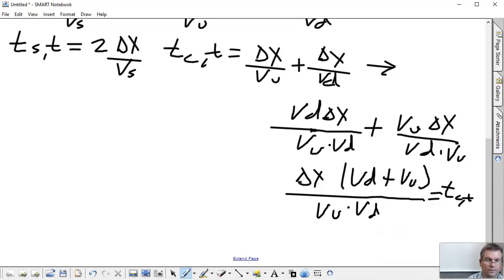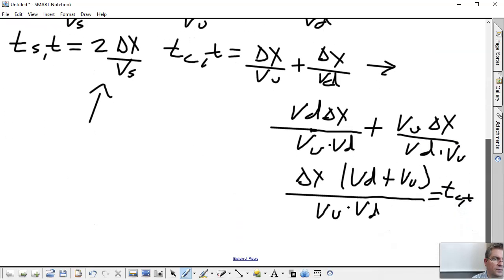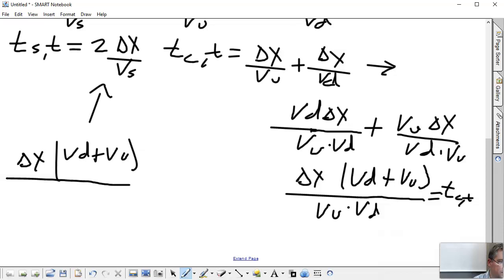For the other one, it's pretty simple. We already have that determined. That was this right here: 2 times delta x over v sub s. Now we need to plug that into the equation that they provided us: T current minus T still over T still. So let's put all that together. T current, which was all this, delta x times v sub d plus v sub u all over v sub u times v sub d.